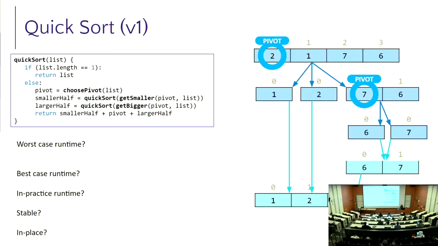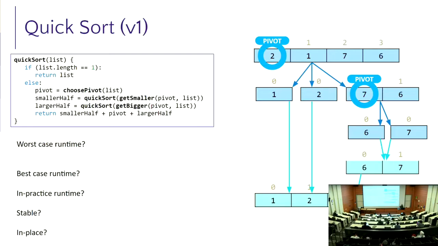But, unlike MergeSort, QuickSort isn't always perfectly dividing in half. We're letting the pivot be the decider. So, can anyone guess, for example, what would be the least optimal pivot? What would be the most inconvenient pivot? Yeah. Exactly. The smallest or largest value.